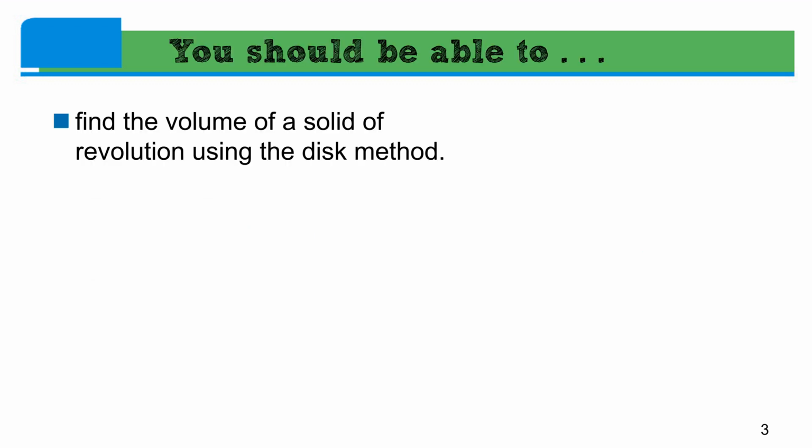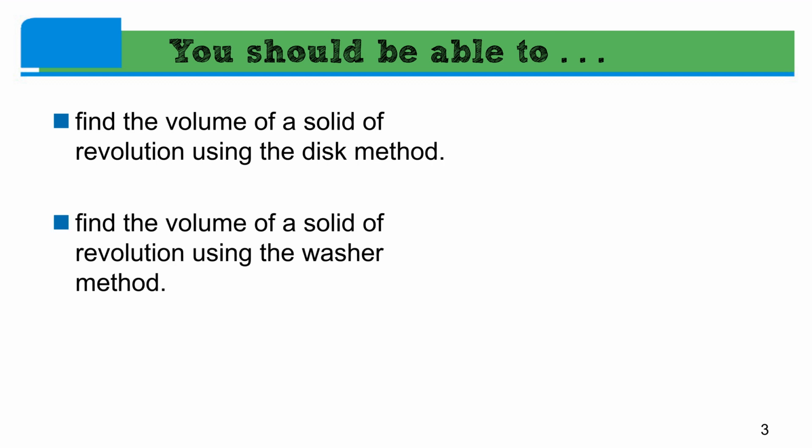Okay, so as I said, these are called solids of revolution or volumes of revolution. We're going to use two different methods. One is called the disk method. The other one is called the washer method. Part of the challenge is going to be recognizing which one you should be using. I have some methods to help you recognize that.